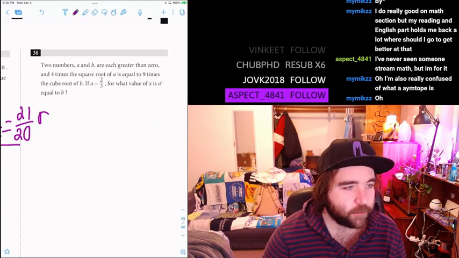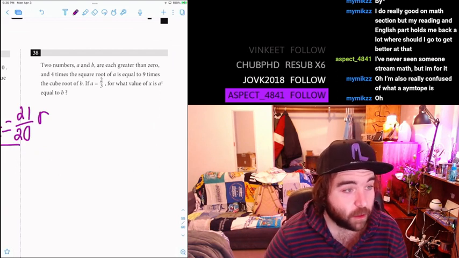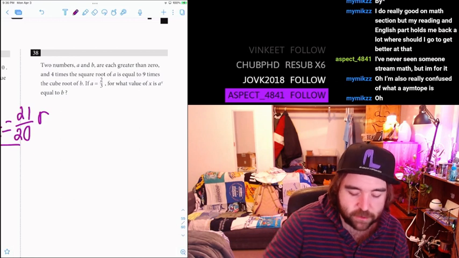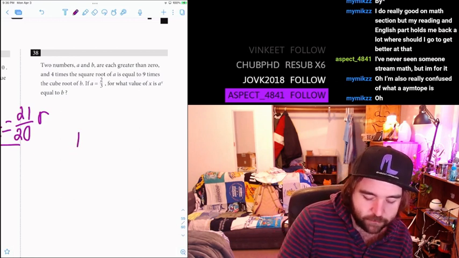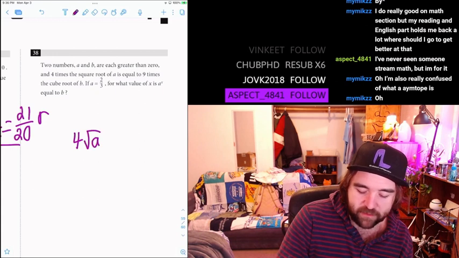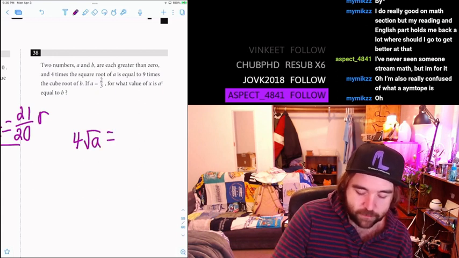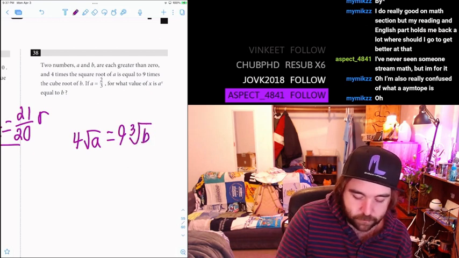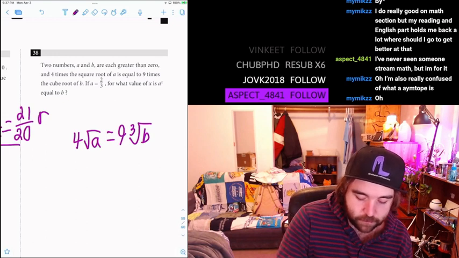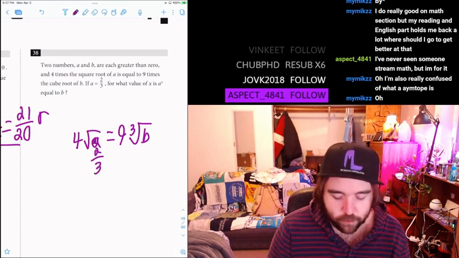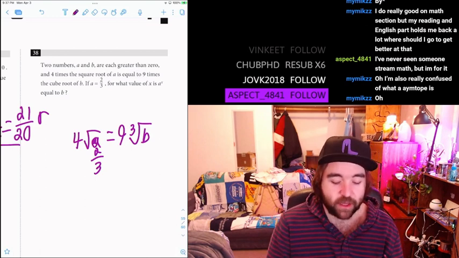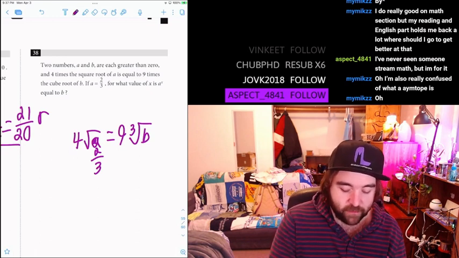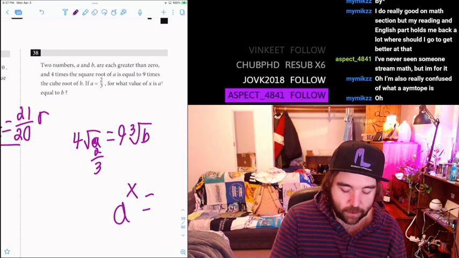Two numbers, a and b, are each greater than 0. And 4 times the square root of a is equal to 9 times the cube root of b. I love when it sounds so complicated, but it's literally just a straight translation. 4 times the square root of a is equal to 9 times the cube root of b. If a is 2/3, for what value of x is a to the x equal to b?